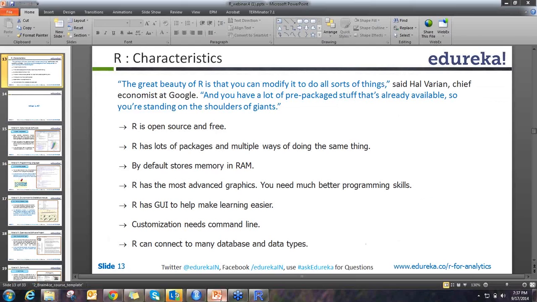Fine, so let's go back to our PPT. So customization in command line, I showed you what command line is all about, and R can connect to many databases and data types. As I told you, today most of the business intelligence tools and ERP tools in the market have R integrated with them.